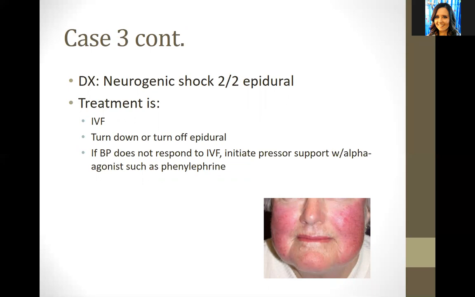We can give him some IV fluids. We can turn down or turn off the epidural. Remember, increase the head of bed to at least 30 degrees. If the blood pressure doesn't respond to those IV fluids, we can initiate vasopressors, such as phenylephrine, just to squeeze. Remember, with neurogenic shock, they have overwhelming vasodilation.